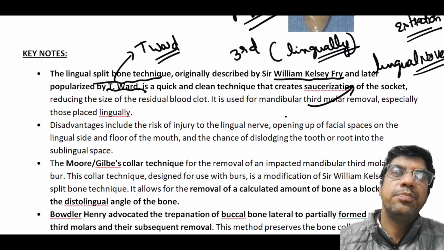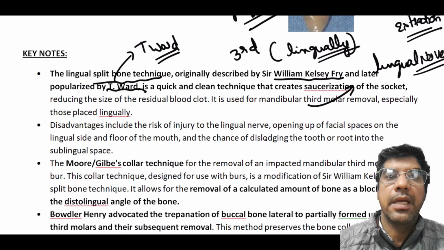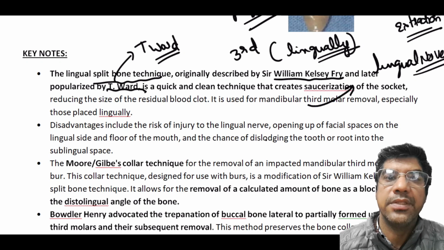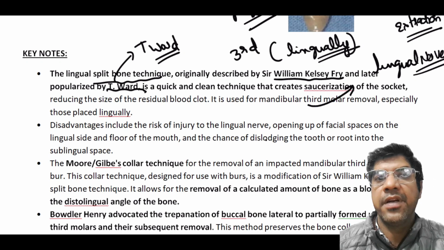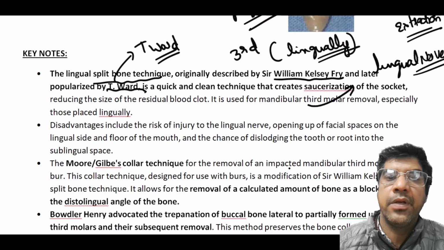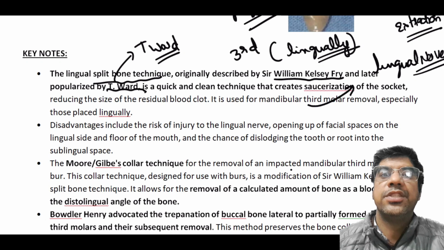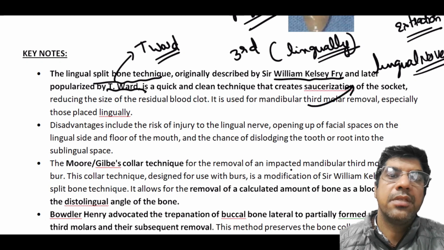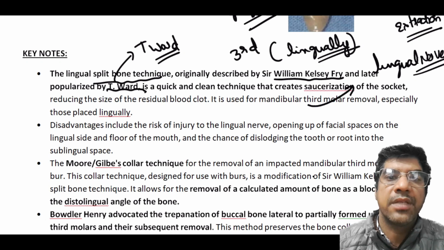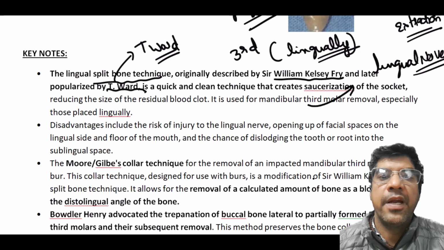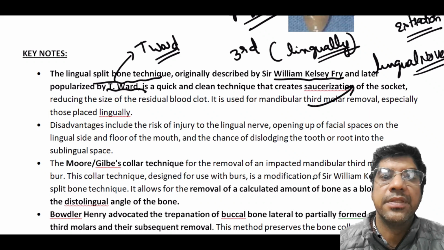The lingual split bone technique, remember, involves creating saucerization of the socket using specific instruments. The saucerization refers to the creation of a concave or saucer-shaped configuration in the extraction socket. After the tooth extraction, a blood clot forms within the socket. This blood clot is a vital part of the initial healing process.